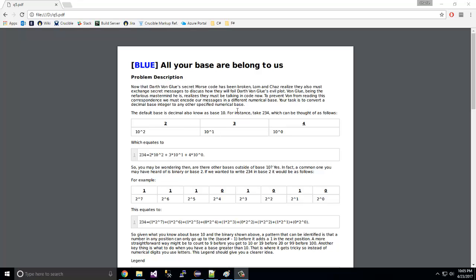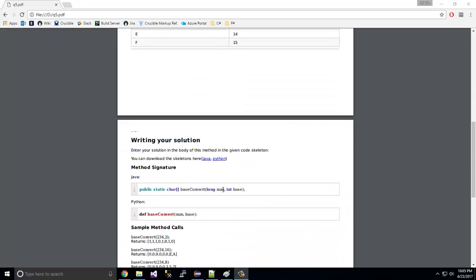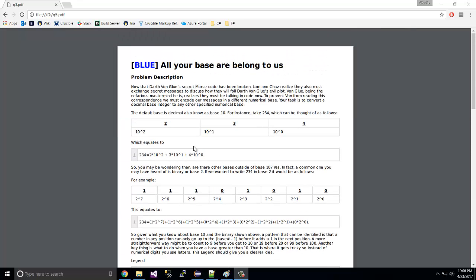So this question asks students to write a function which takes in some number in decimal and a base, converts the number to that base, and then outputs it as a list of characters. So a little bit of background.